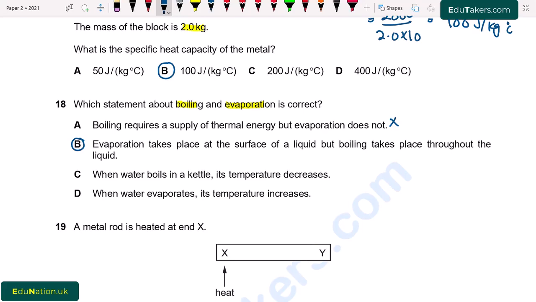liquid. C. When water boils in a kettle, its temperature decreases. So when we boil the water, its temperature increases, not decreases. So it is also incorrect. D. When water evaporates, its temperature increases. It is also incorrect.